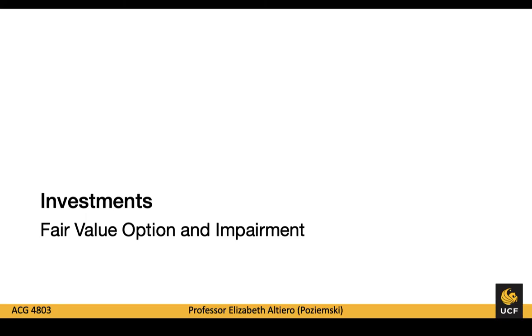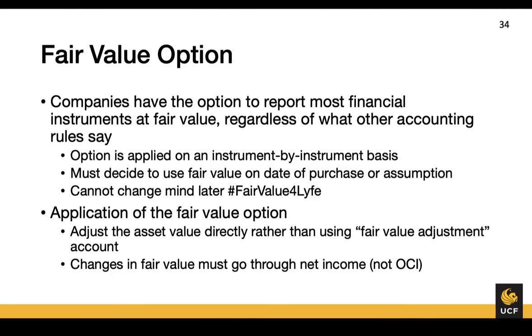In this video, I will be talking about the fair value option and investment impairment. In previous videos, we talked about instances where fair value accounting is required, but US GAAP also provides the option to elect to use fair value for most financial instruments. The option is elected on an instrument-by-instrument basis, must be made on the date of purchase or assumption, and the company cannot change their mind later.